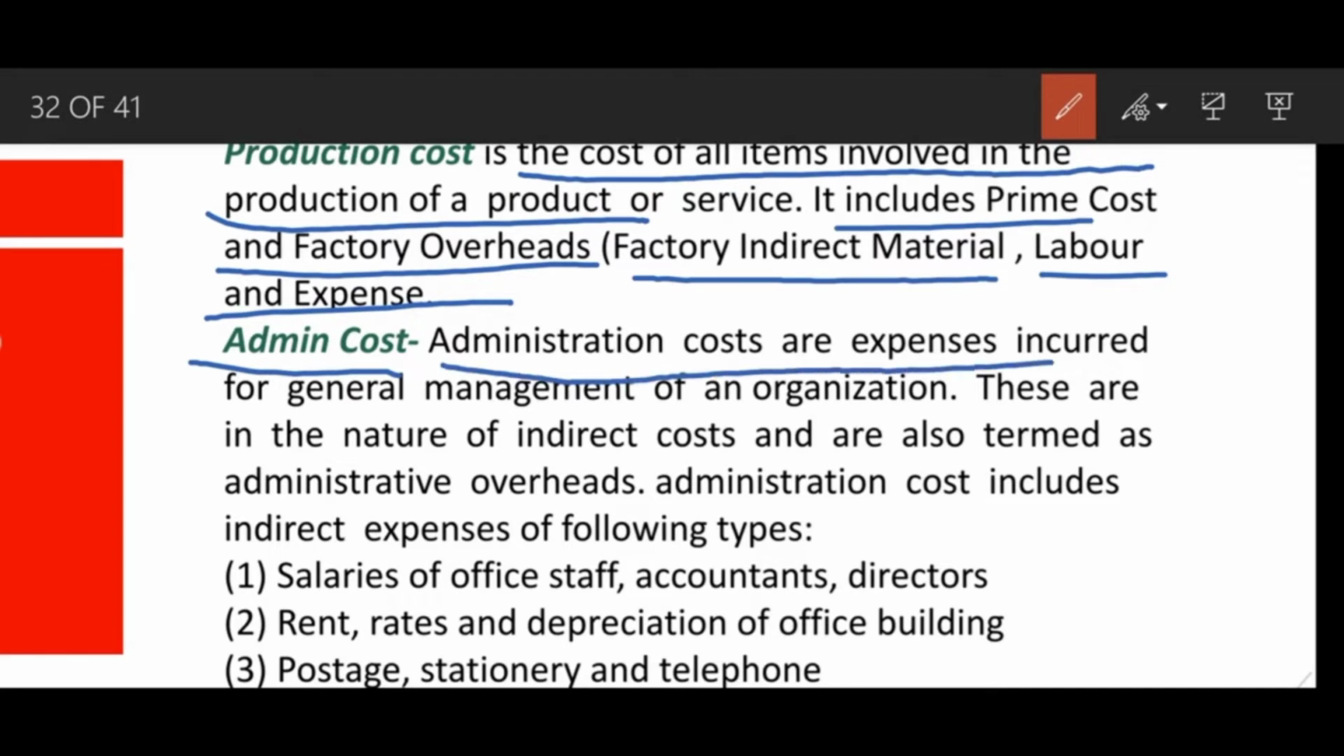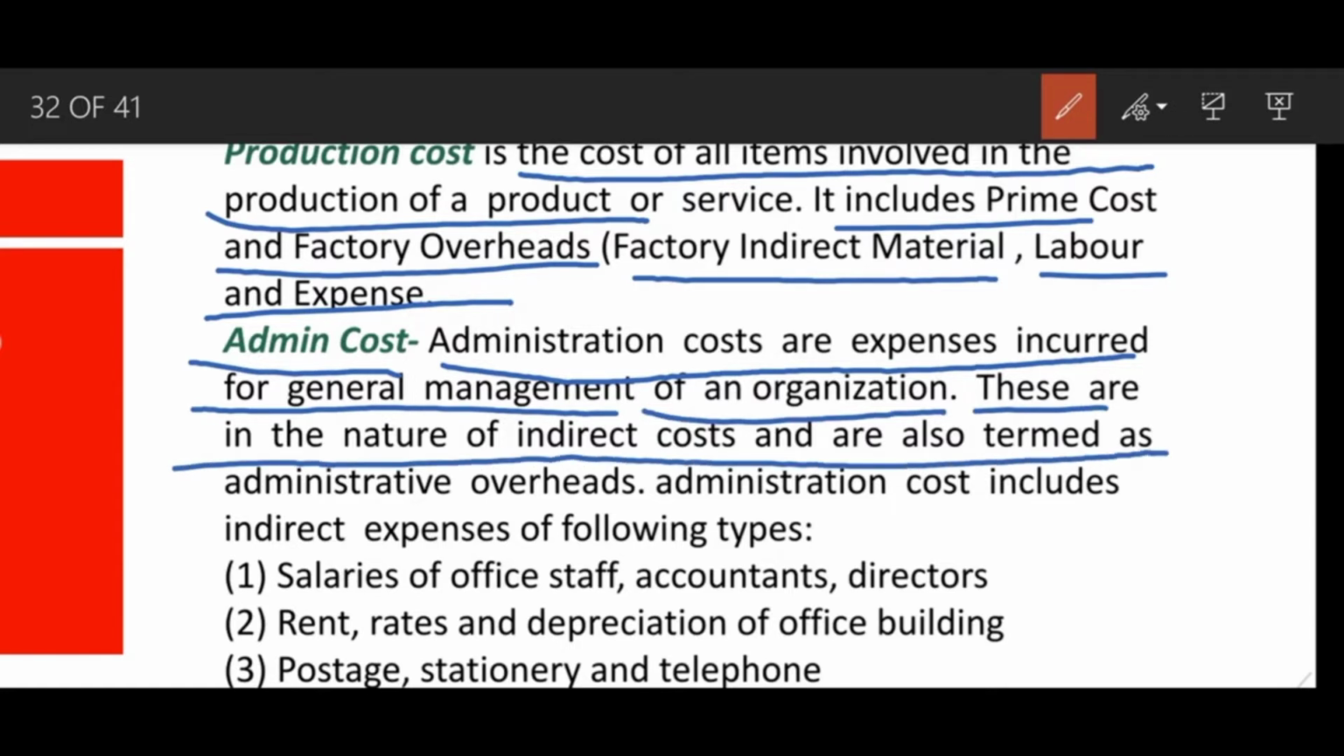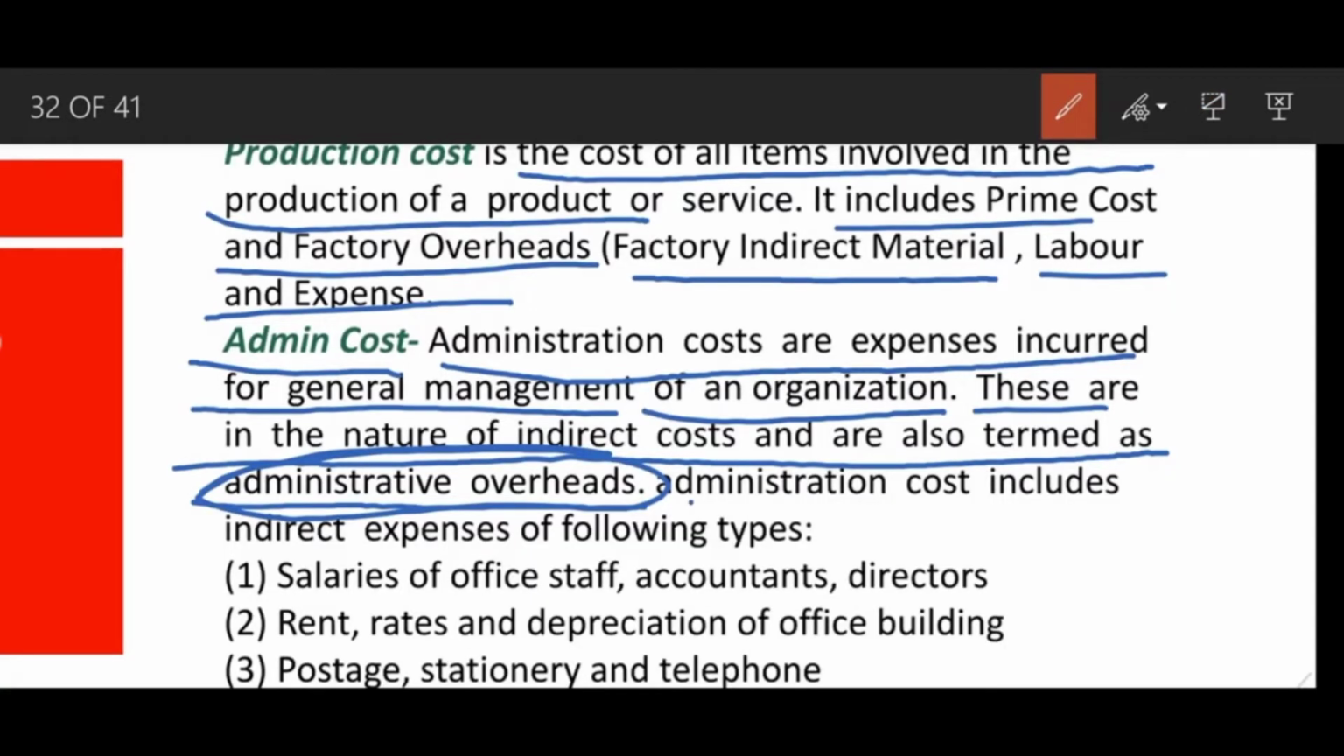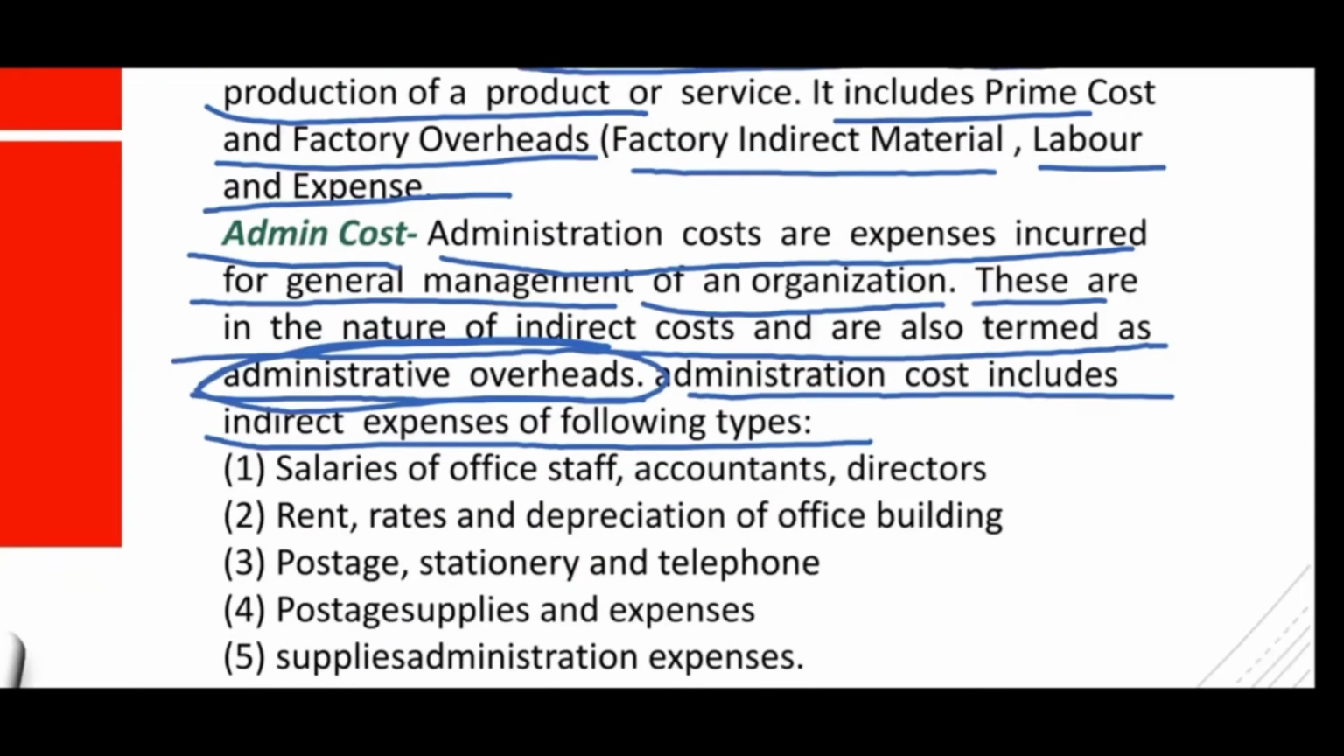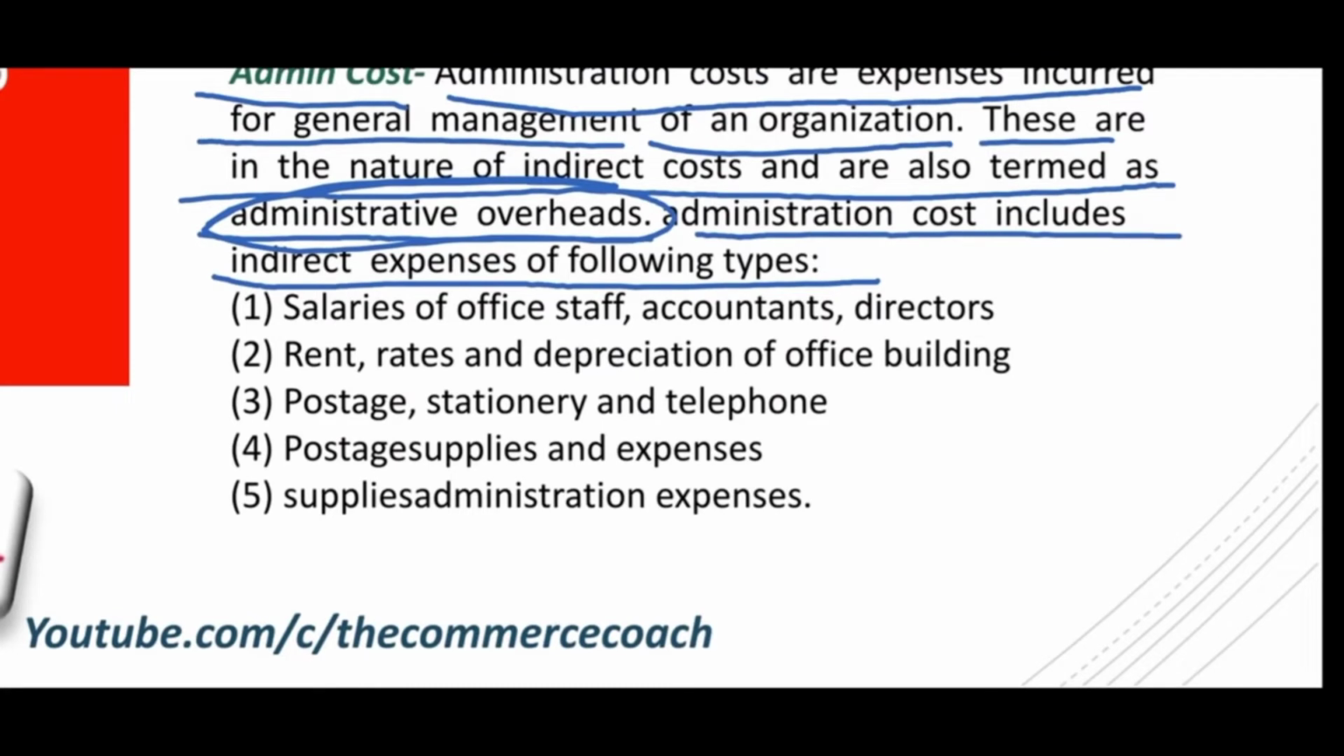Administration cost. Administration costs are expenses incurred for general management of an organization. These are in the nature of indirect cost and are also termed as administrative overheads. Okay. So overhead is nothing but a new name in costing for indirect expenses. Just a new name. Admin cost includes indirect expenses of the following types. So these are the examples for admin costs.